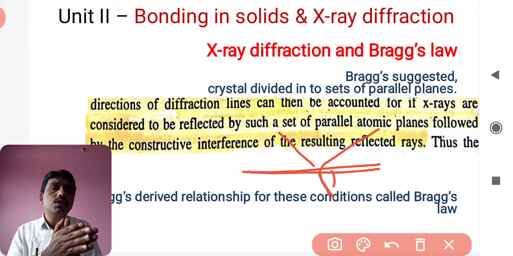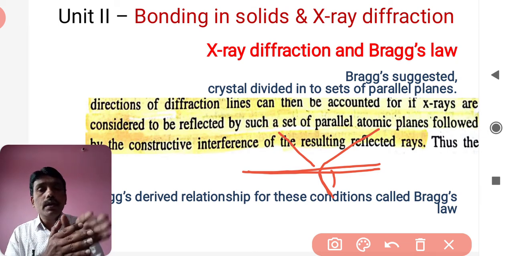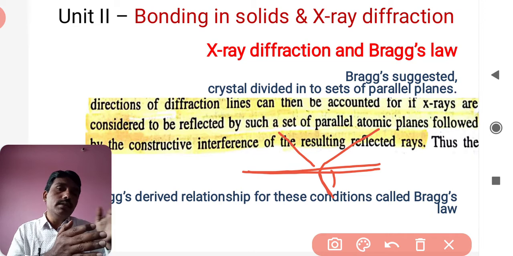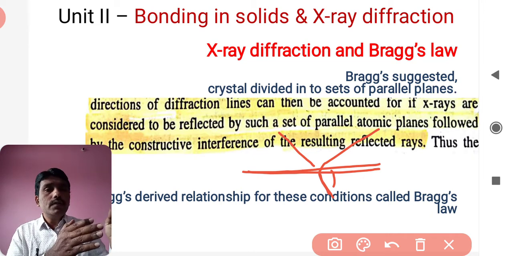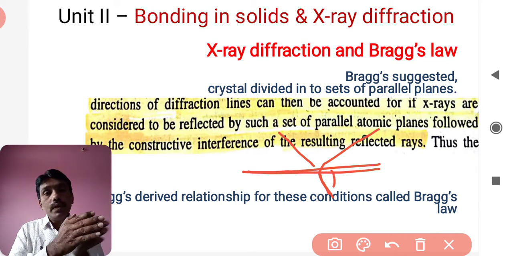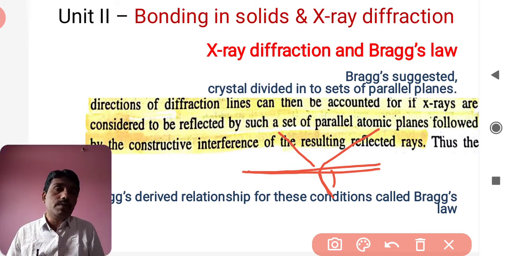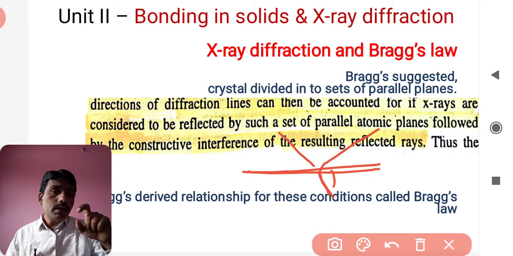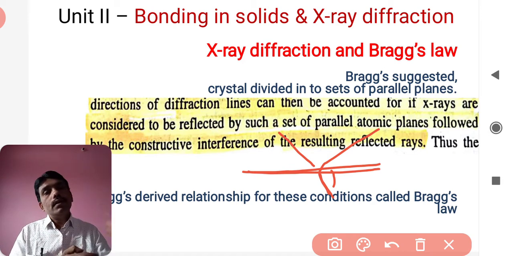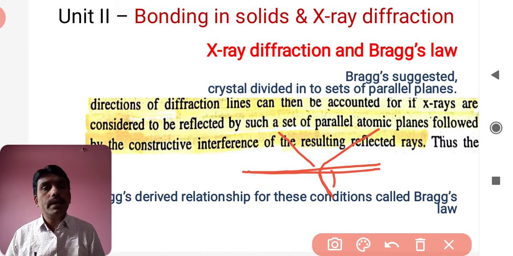Whenever the constructive is to be there, you will get the brightest one, and with the destructive interference, you will get the dark point. When the destructive interference is going, no matter, but whenever the constructive interference happens, that will also cause this particular diffraction phenomena. So diffraction and reflection, those things are to be as an interference, those things are going to be correlated.